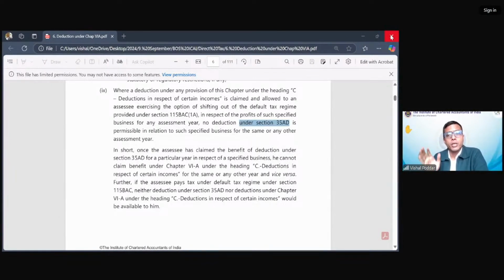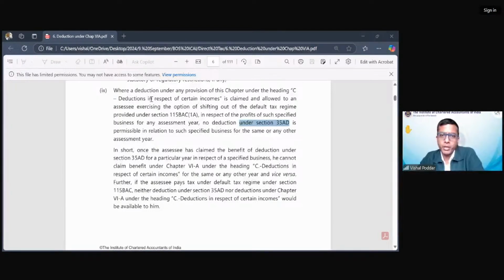Now, what is the advantage? 35AD is already giving me special deduction for this business. And since I've started this business in backward area, I'm also eligible for deduction under Chapter 6A for the backward area. In that case, again for the same activity, for the same business, I'm eligible for two special benefits. What it says again, I will not allow you to claim this deduction in both the categories. So either you claim it under this category of Chapter 6A or you claim it under 35AD because I will not allow you to claim both.